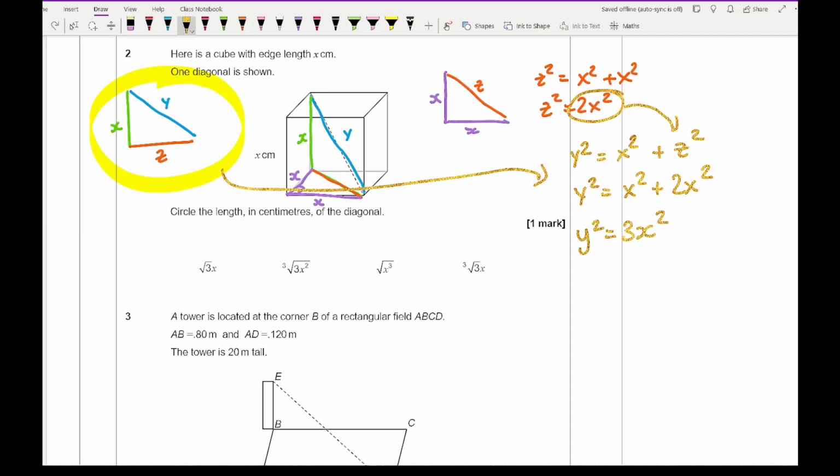So then to work out y, I need to square root both those two things, so it becomes the square root of 3 times the square root of x squared, which I can then simplify as root 3 times x. So the correct answer is going to be our first option.